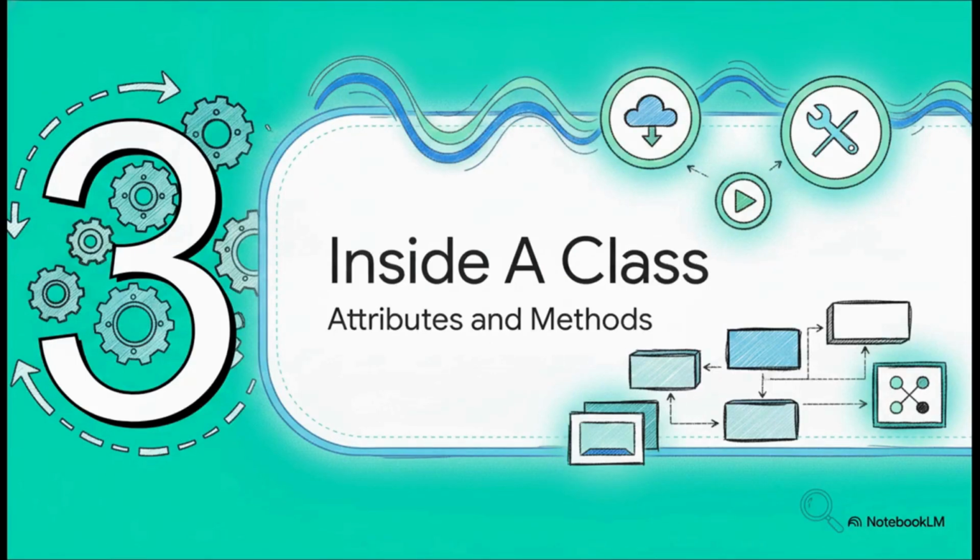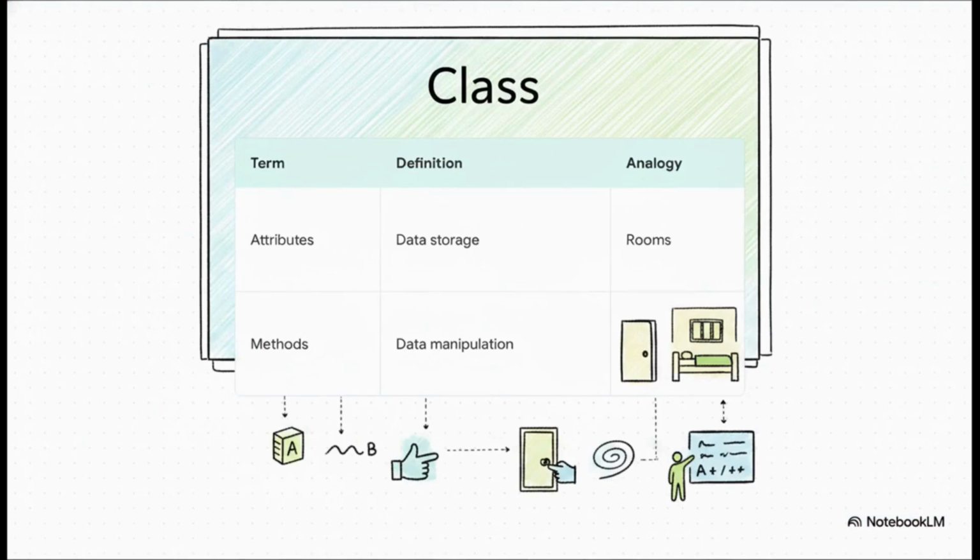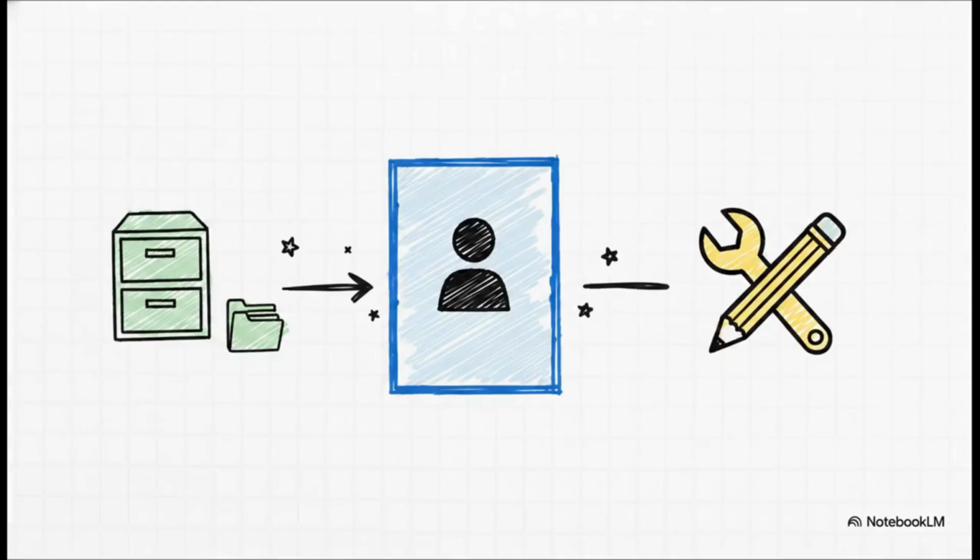Which brings us to Section 3. Inside a class. So, inside every single class, we have what we call members, and they generally fall into two main categories. First up, we've got attributes, which you might already know as variables. Think of these as our actual data storage, like integers or strings. If we go back to our house analogy for a second, these attributes are the individual rooms in our house. Second, we have methods. These are basically the functions that dictate exactly how we use, manipulate, or read that stored data. So if the attributes are the physical rooms, the methods are basically the rules for how you interact with those rooms.